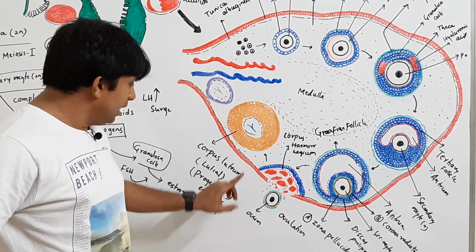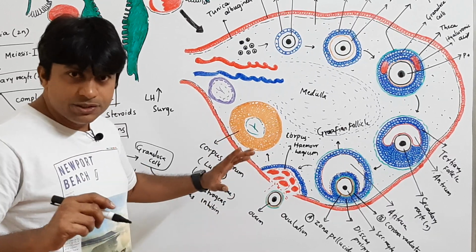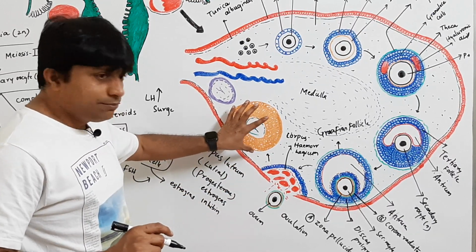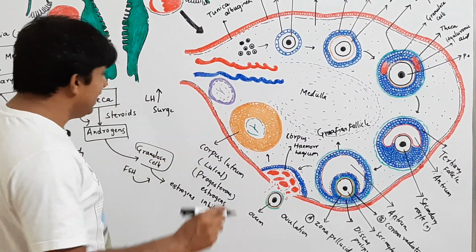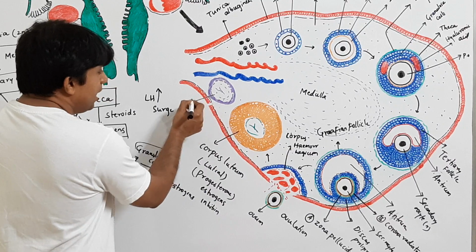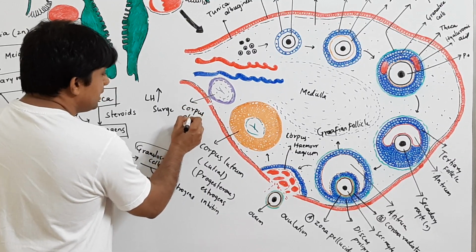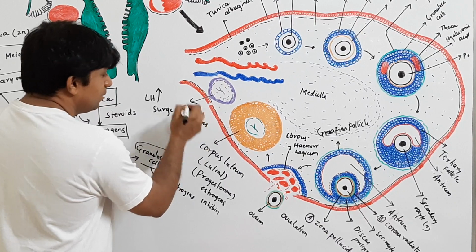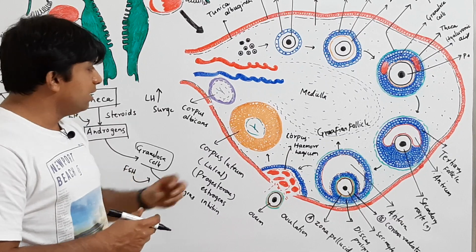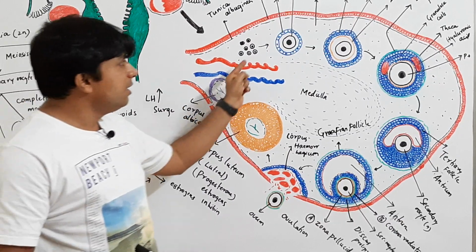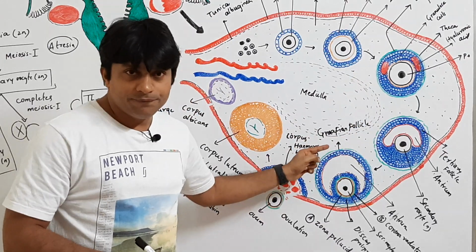Suppose the egg is not fertilized. Then this corpus luteum remains for 9 to 10 days and later on it disintegrates and gets transformed into a white scar which is called corpus albicans. So this is the yellow body, and this is called the white body. And this becomes a normal cycle, and once again one more primary follicle keeps developing.